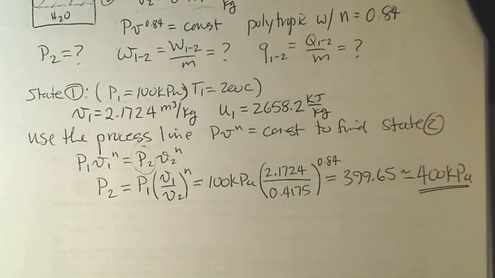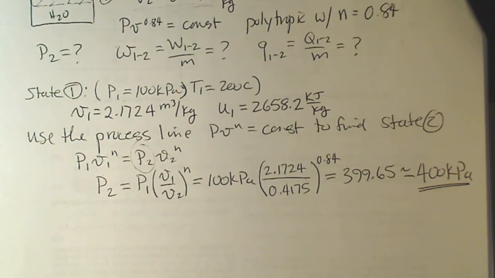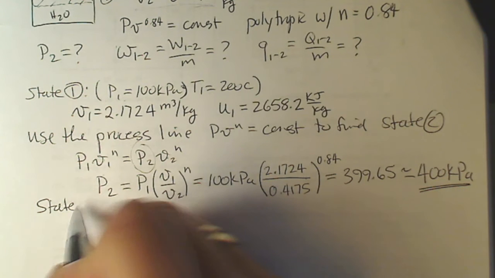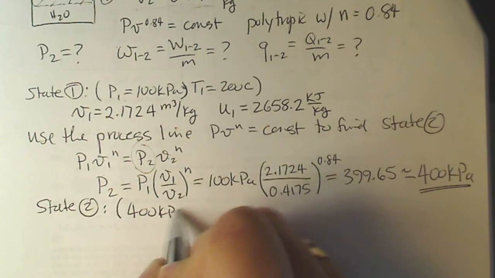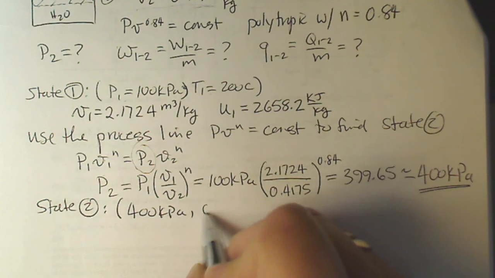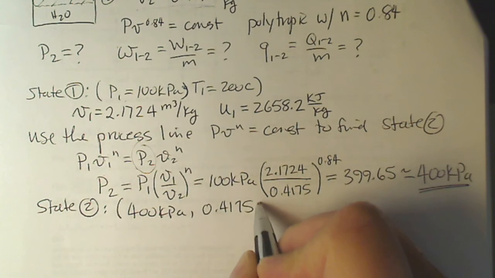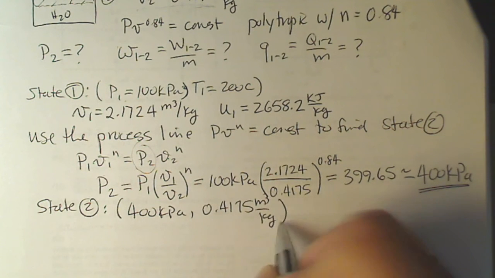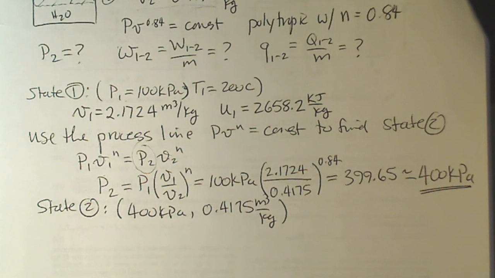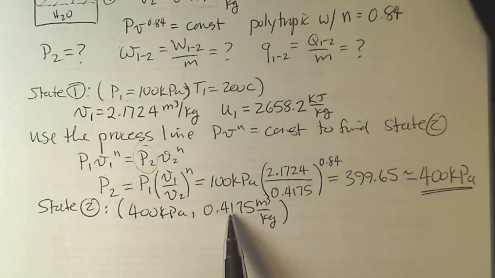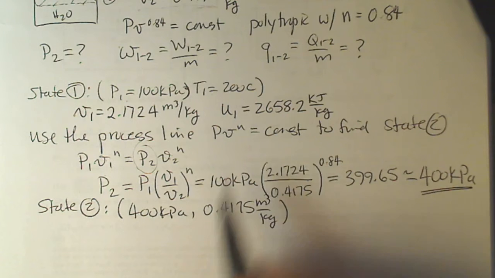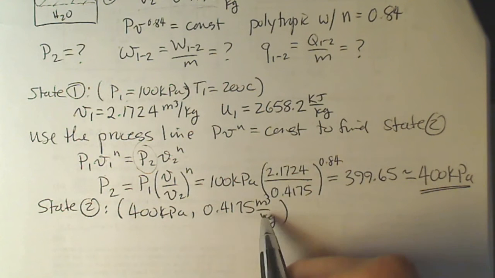Okay. So now we can say that state 2 is fixed by the coordinates 400 kPa and a specific volume of 0.4175 meters cubed per kilogram. With those two coordinates, we can find that second state. To push a little further, we need to know the internal energy at that second state to answer this last question. So let's go ahead and do that.